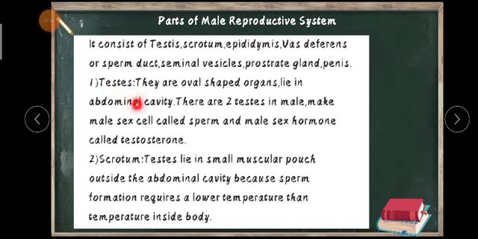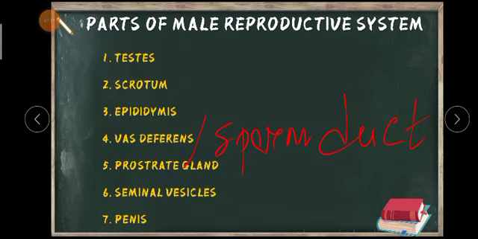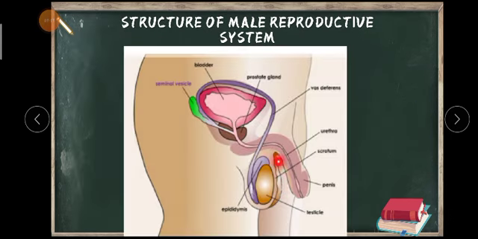First is the testes. These are oval shaped organs that lie in the abdominal cavity. There are two testes in male. They make the male sex cell, which is called the sperm, and the male sex hormone, which is called testosterone. This is the testis. Since it is shown from the right side, you can see only one testis. Another testis is on the other side. Two testes are there in male.